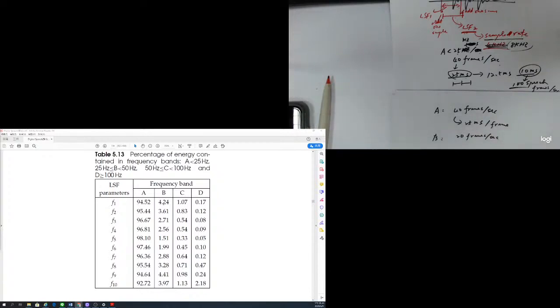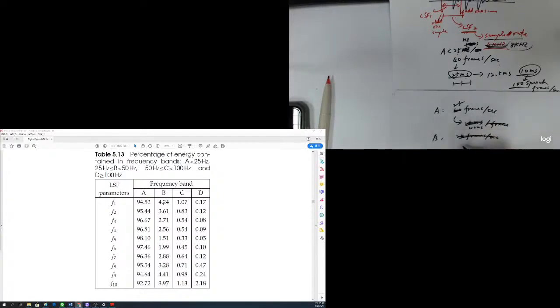That is 25 frames per second. Sorry, 50 hertz is 50 frames per second. Sorry, this one is 25 frames per second, so you have 40 milliseconds per frame.